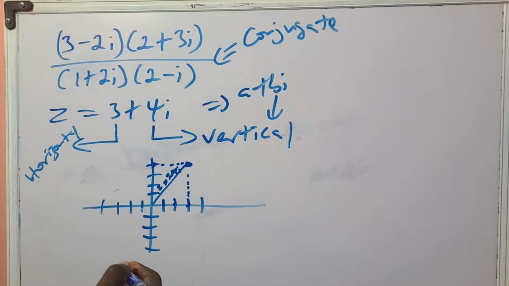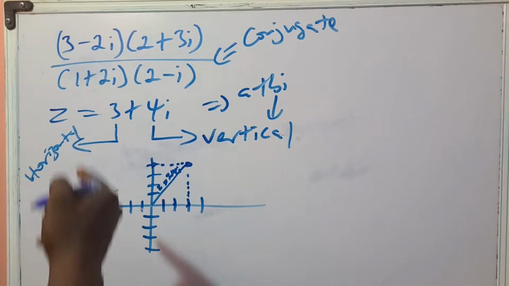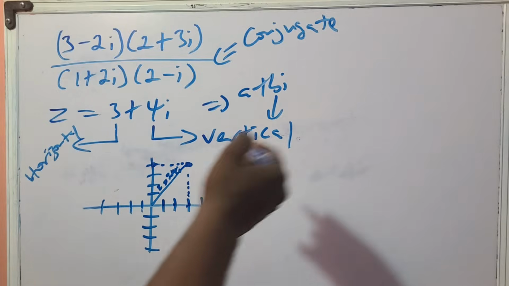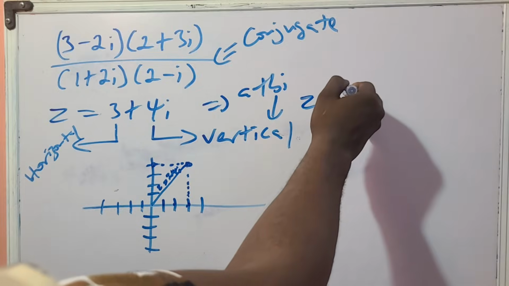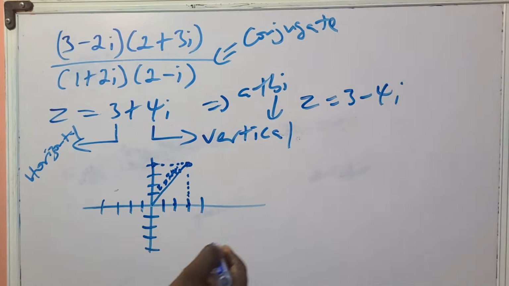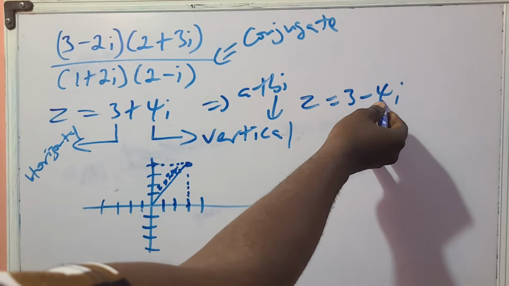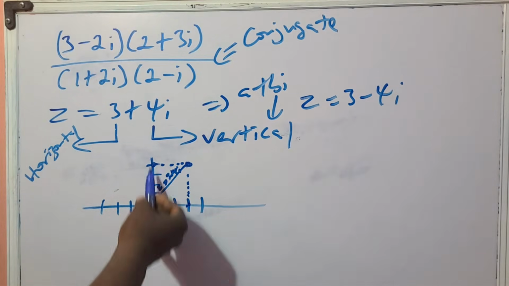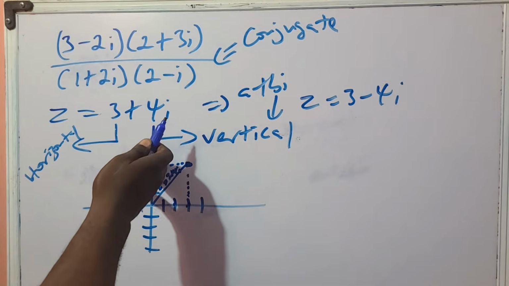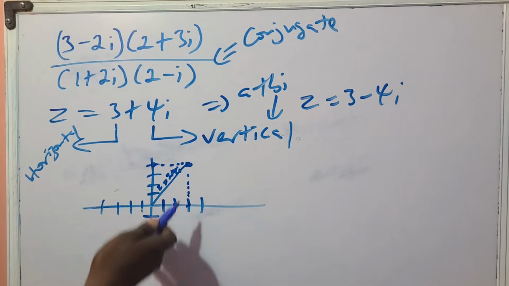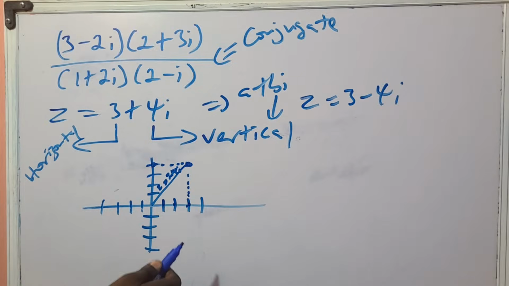So imagine I wanted to find the conjugate of this. How is the conjugate of this going to look? Of course, the conjugate will be z equals 3 minus 4i. So look at how it's going to look. That means this minus 4 will obviously not be on the top side, because the top side is for the positive 4. This will be on the downside, which represents the negative side of things. So this will be minus 4 here.